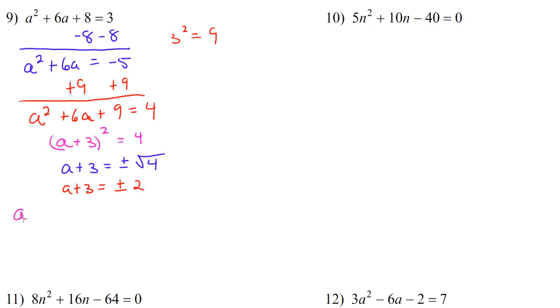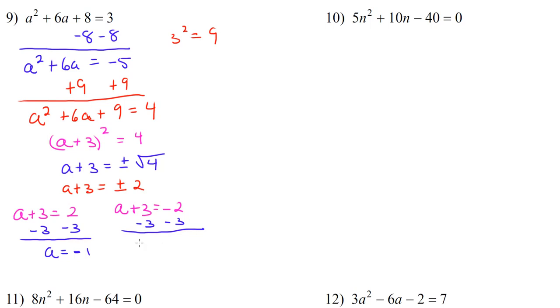So one equation is going to be a plus 3 equals 2, and the other equation, a plus 3 equals negative 2. Then we solve both sides. So I'm going to subtract 3. And on the left, I get a equals negative 1. And I'm going to subtract 3 here. And on the right, I get a equals negative 5.